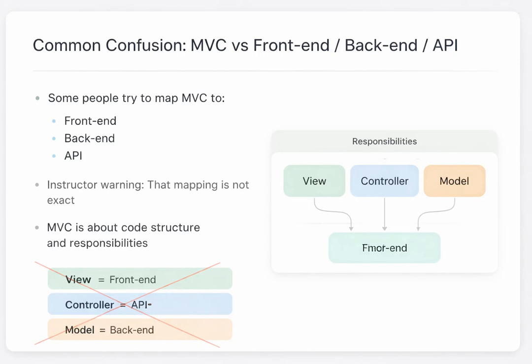The instructor warns about a common misunderstanding. Some people try to directly equate MVC with front-end, back-end, and API layers. While there can be some overlap in how it feels, that mapping is not exact. MVC is specifically about organizing responsibilities in code, what handles display, what handles logic, and what represents data, rather than being a strict definition of deployment layers like API versus front-end.